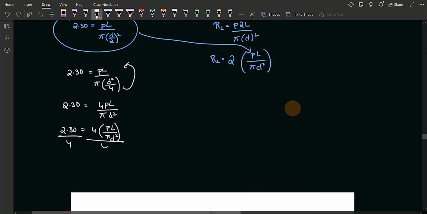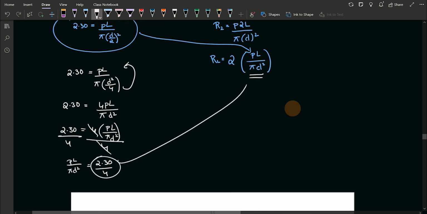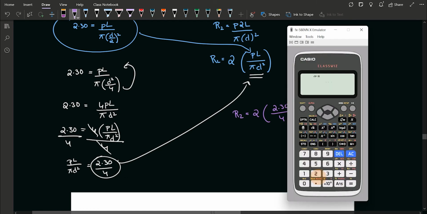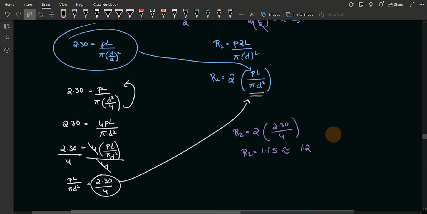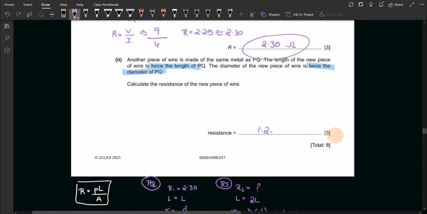So this will divide by 4, this will divide by 4, and we get our value of resistivity into L divided by pi D square equals 2.30 divided by 4. And we can just substitute this value here to get our value of R2. So we get R2 equals 2 into 2.30 divided by 4, which is going to give us 1.15, which we can just round off to 1.2. And we can write our answer here, 1.2 ohm.